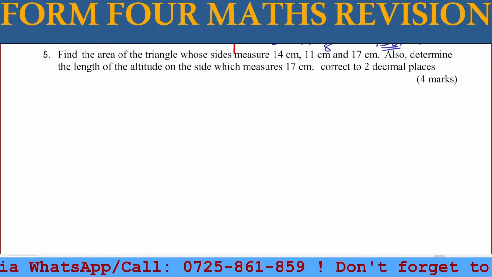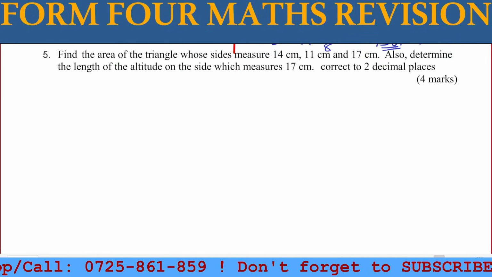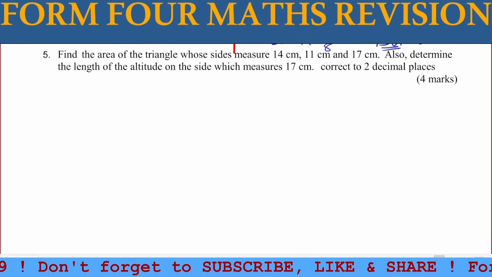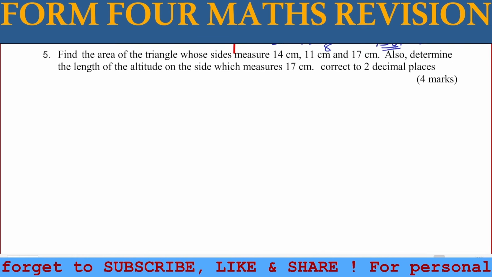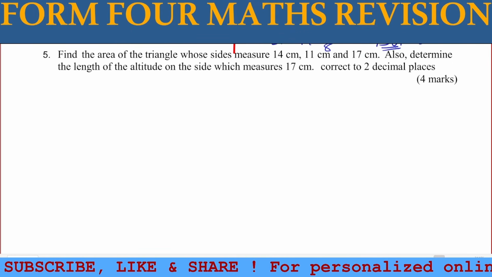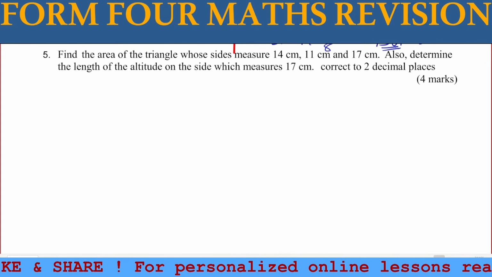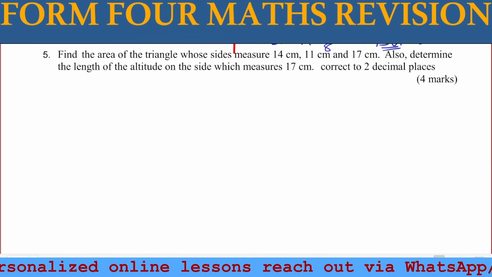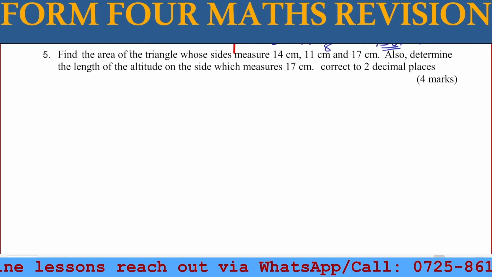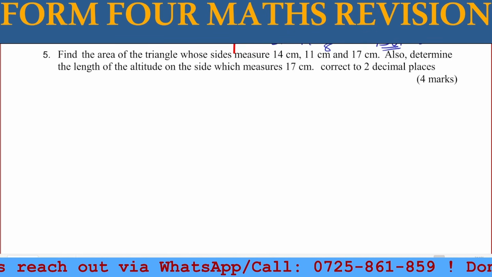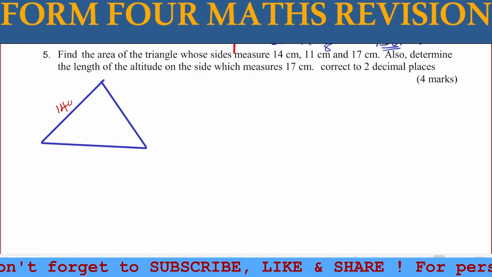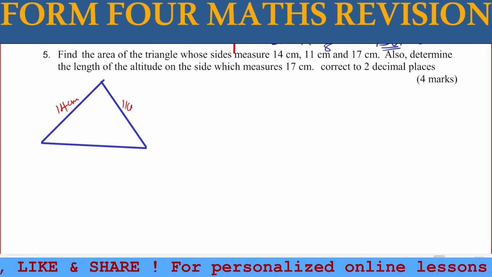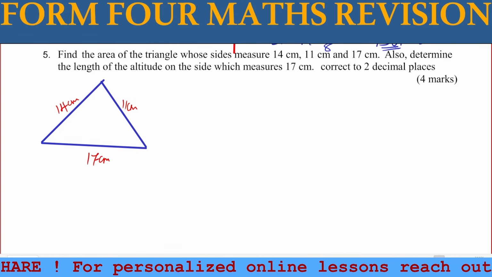Question 5. Find the area of the triangle whose sides measure 14 centimeters, 11 centimeters, and 17 centimeters. Also determine the length of the altitude on the side which measures 17 centimeters, correct to 2 decimal places. So this is what you're going to do. To get the area, first of all, you can see this is a triangle. We can just sketch it here because we need the other part for altitude. We need to have a sketch that you can understand. So we have this side 14 centimeters, this one is 11 centimeters, and this one you have 17 centimeters.